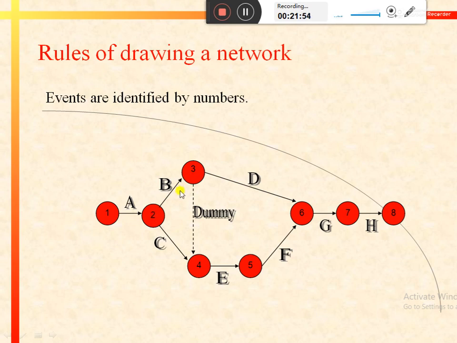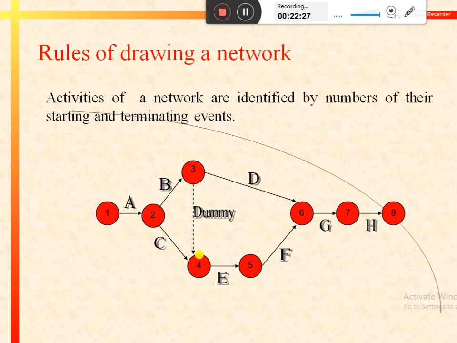So basically we start from the left side and we assign numbers to events in ascending order. Like you can see, the first one is denoted as 1, second as 2, third as 3, similarly the fourth one as 4, fifth one as 5. So in a similar manner we have identified all the events with particular numbers that are in an ascending sequence.